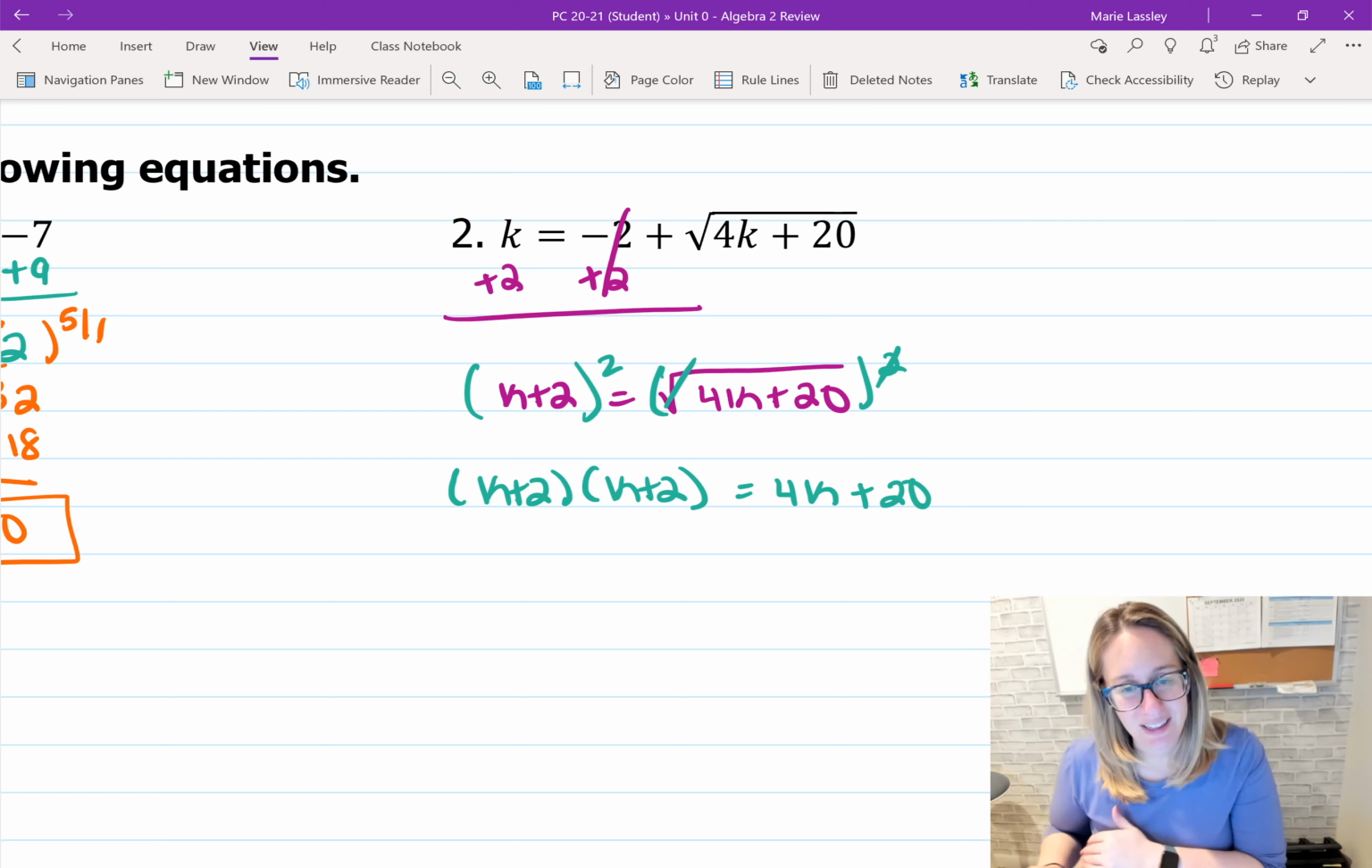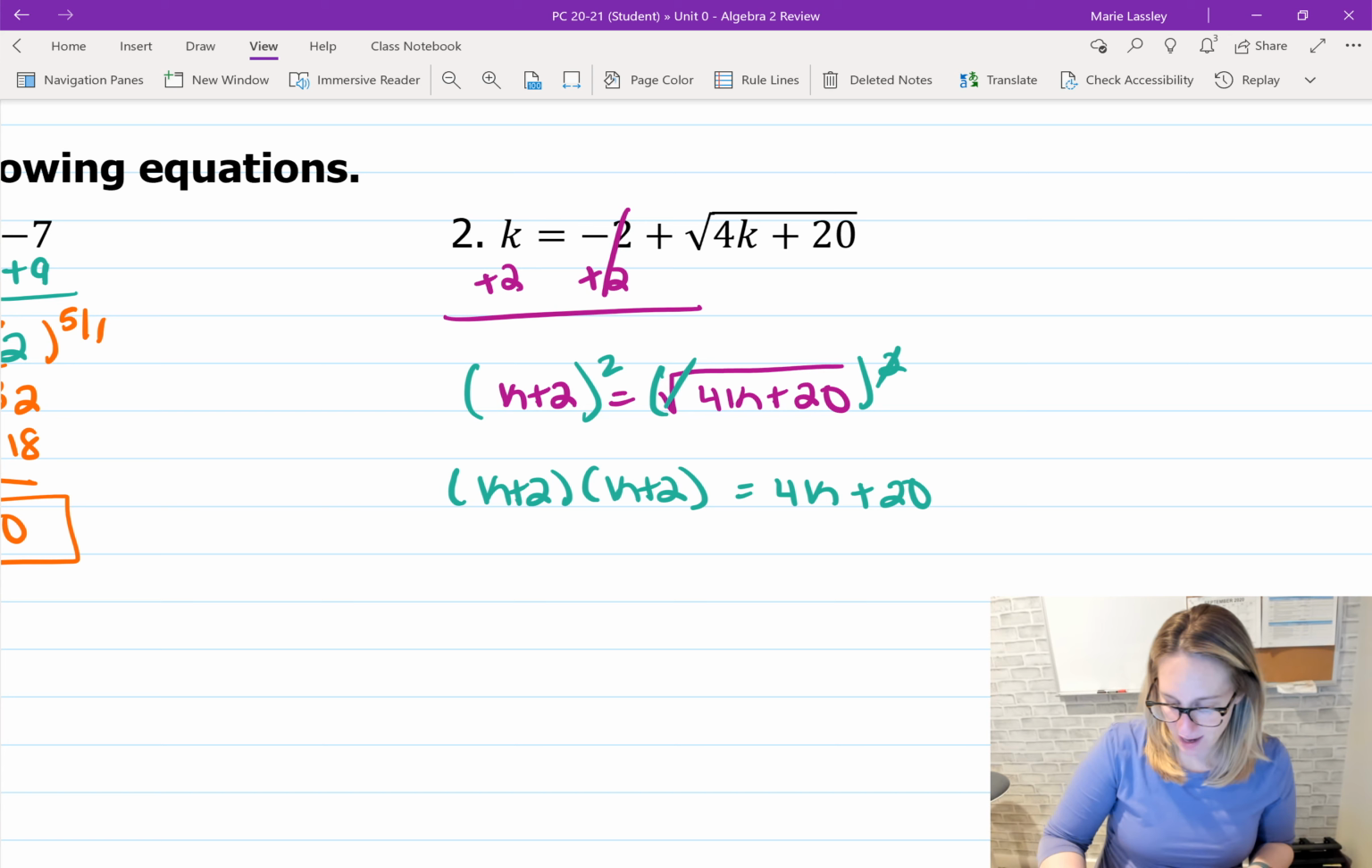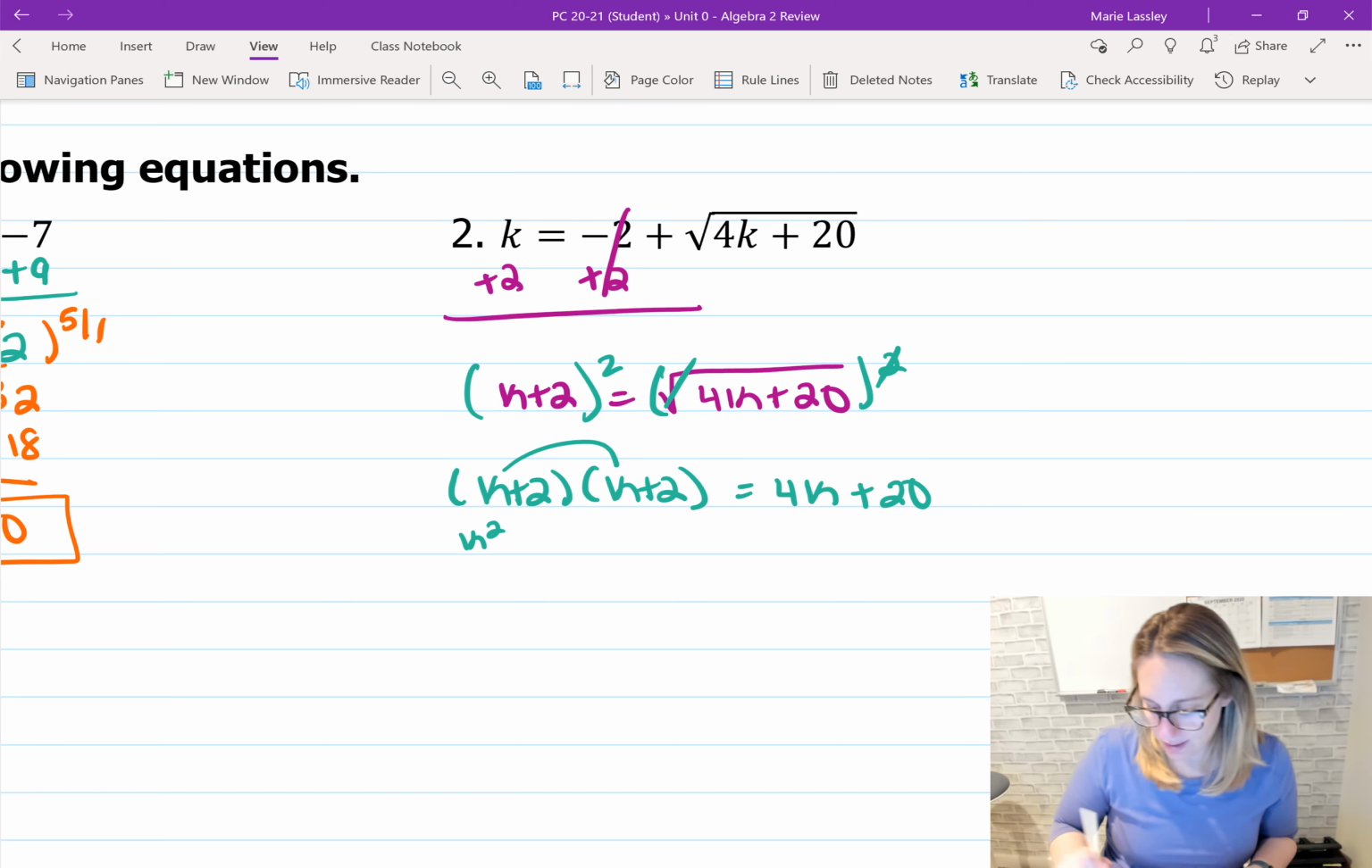First, outer, inner, last, right? So k times k, k squared. k times 2, 2k. 2 times k, another 2k. 2 times 2, 4. Equals 4k + 20.